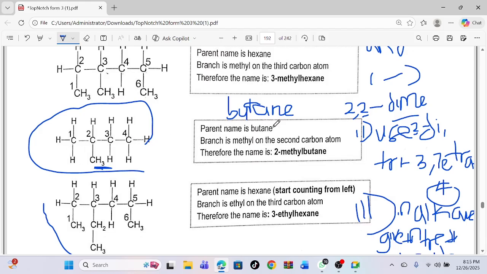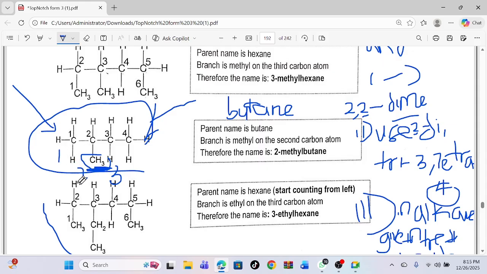So identify the longest carbon chain. I identify that it's a butane. Secondly, identify the branch. So this is the branch. Meaning that in organic chemistry, I can count from this side or from this side. If I count from this side, it will be 1, 2, 3, so the branch is carbon number 3. And if I count from the other side, the left side, it will be 1, 2, so carbon number 2.